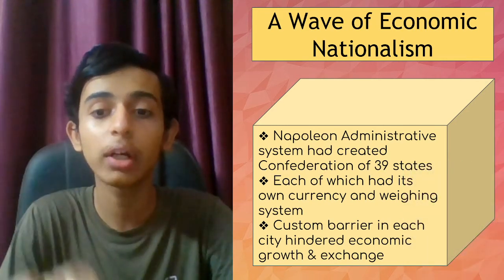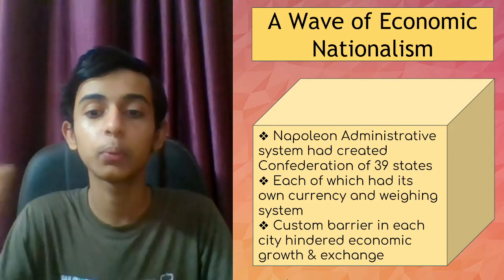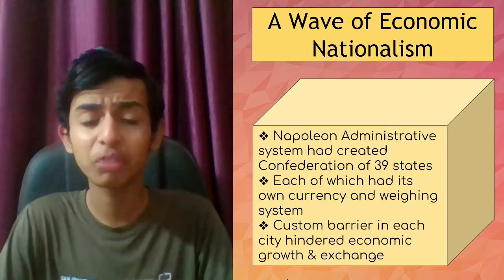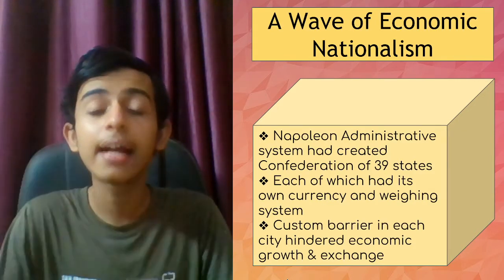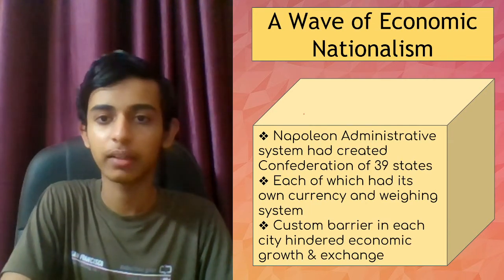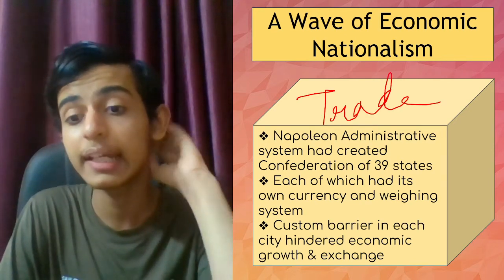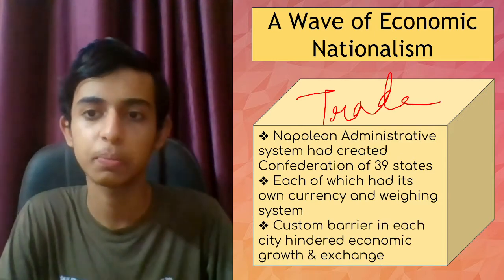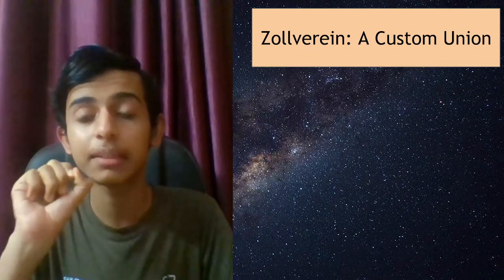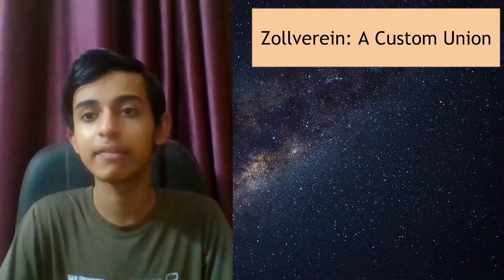But then, if I talk about custom barriers in each city, they hindered economic growth and exchange because of those customs and the barriers of currency and all. The trade was suffering, you can say. So because of this there was a problem in trade, economic growth, and exchange. And as you know, every problem has a solution, and this also had, and the solution was Zollverein.